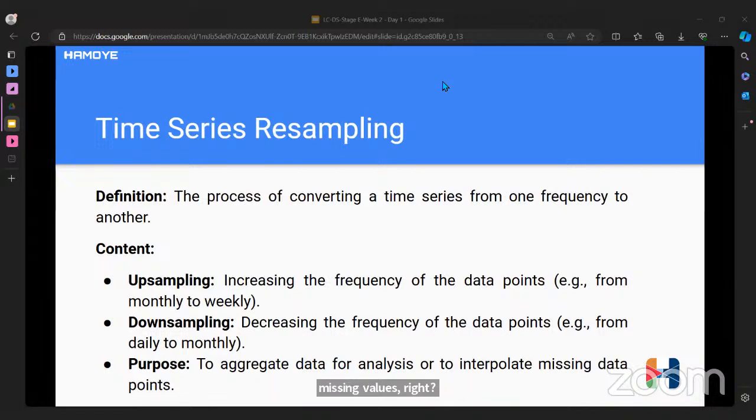This is changing the frequency of our time series data. We have upsampling, which increases the frequency, like converting monthly data to weekly data. So you are increasing the granularity of your data. Then we have downsampling, which is decreasing the frequency, like converting daily data to monthly. In our case, we converted it from daily to weekly. Those are the two methods we have for resampling. So resampling helps in aggregating data for analysis or filling in missing data points.